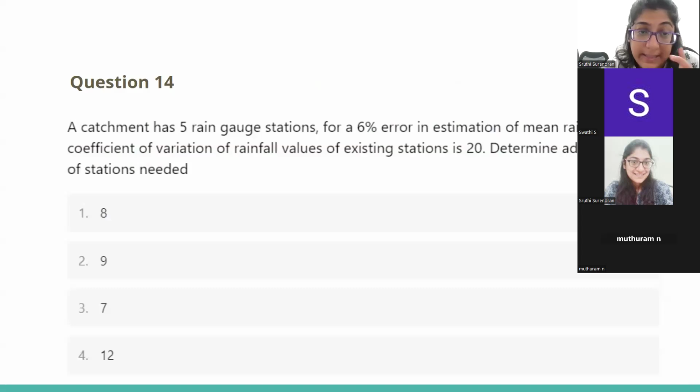5 rain gauges are there, 6% error is allowed, 20 is the existing coefficient of variation from data from these 5 rain gauges. So how many additional stations are required is what is asked. We already have 5, but they want to know how many additional is required.